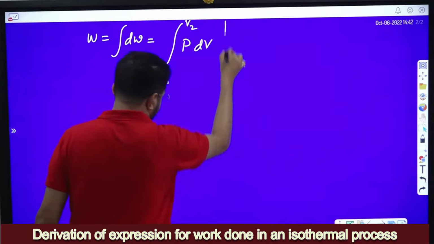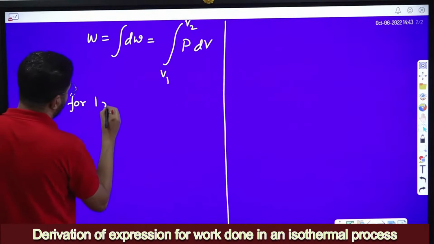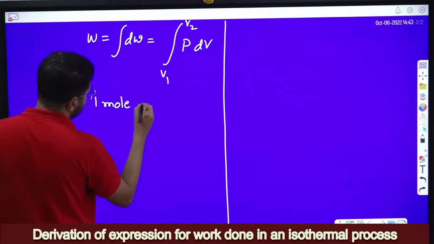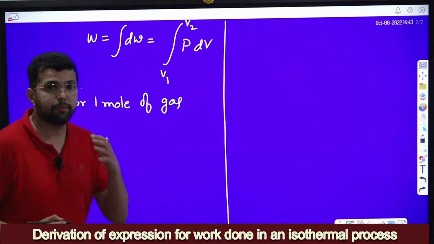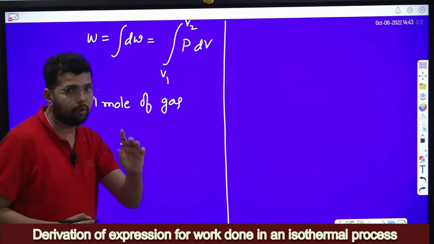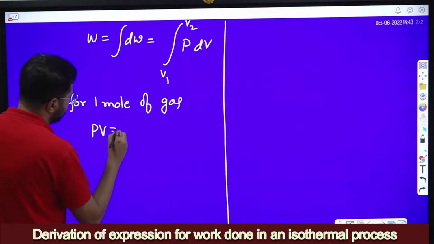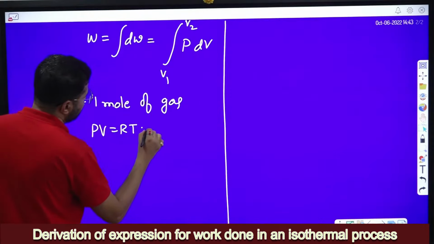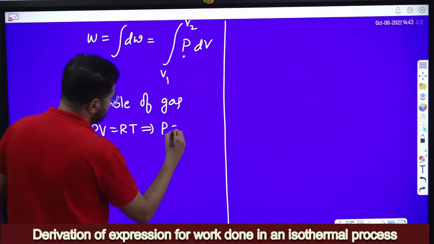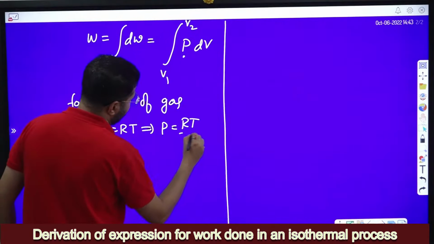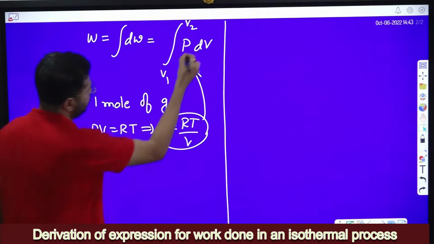Now, we know that for 1 mole of gas, the ideal gas equation is PV equal to mu RT. For 1 mole, it is PV is equal to RT. The ideal gas equation becomes PV is equal to RT. From this equation, I will write an equation for P. So, what is P here? P is equal to RT by V. This equation for P I am going to substitute here.